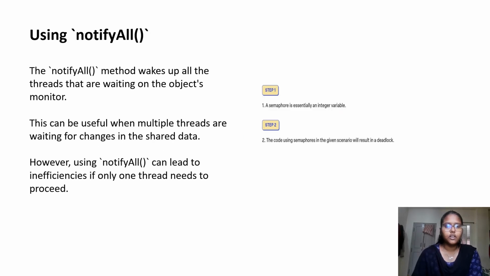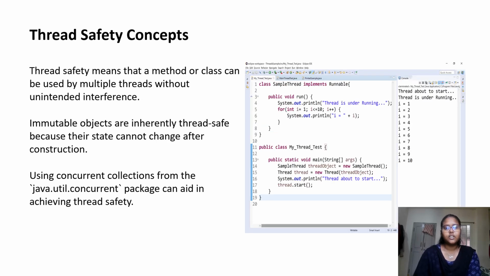Using the notifyAll method wakes up all the threads that are waiting on the object's monitor. This can be useful when multiple threads are waiting for changes in the state of data. However, using notifyAll can lead to inefficiency if only one thread needs to proceed. Thread safety concepts: thread safety means that a method or class can be used by multiple threads without unwanted interference. Immutable objects are inherently thread safe because their state cannot be changed after construction.